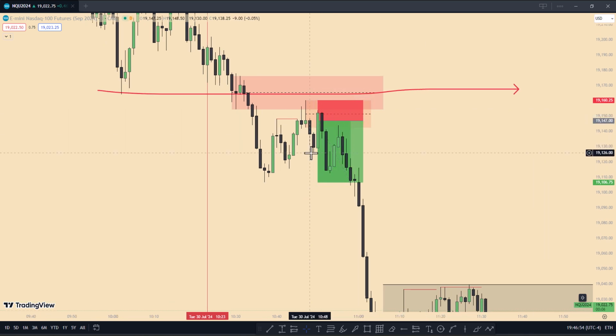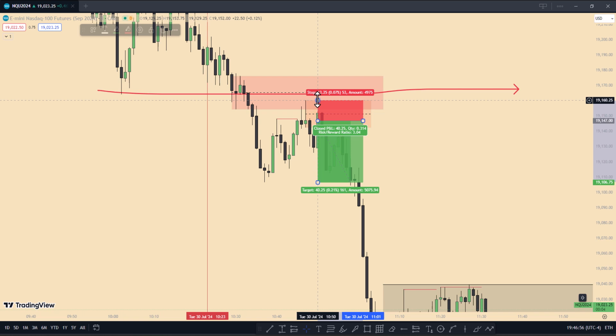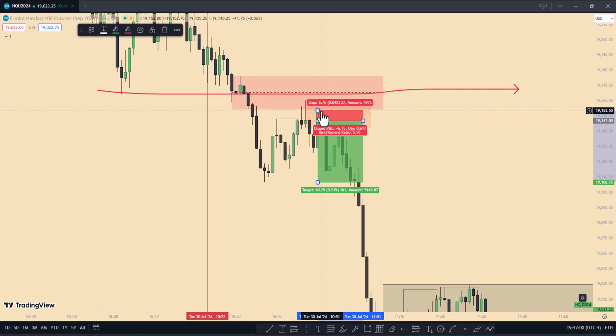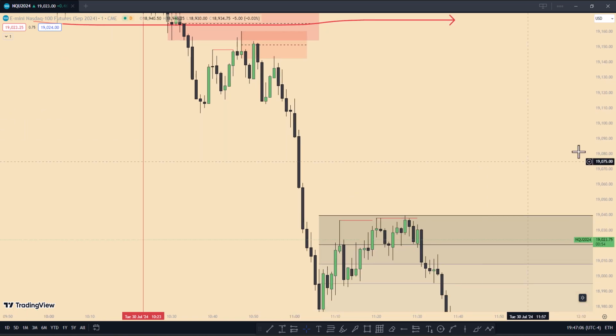Once we had the break of structure right here, I moved my stop loss to here, above this line. So I didn't want to see another move to the upside, right? So this was the first setup.